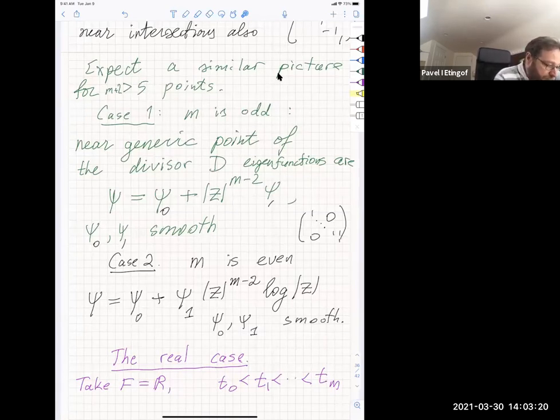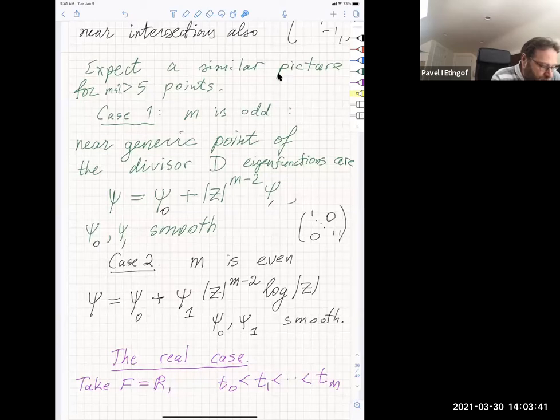But when m is even, then absolute value of z to the m minus 2 will be analytic. So that is not a new thing. That could be subsumed into psi 0. But what will be new and what will arise is absolute value of z to the m minus 2 times log of the absolute value of z.